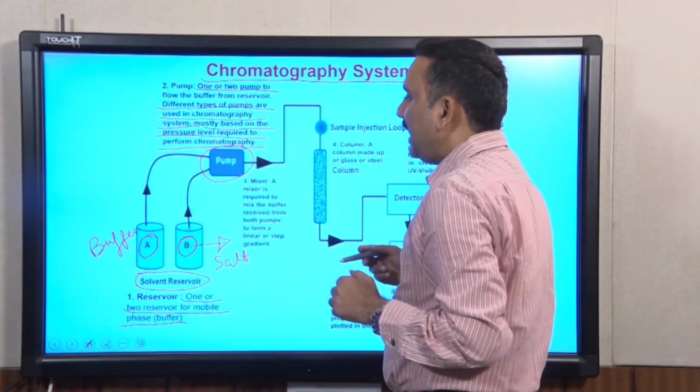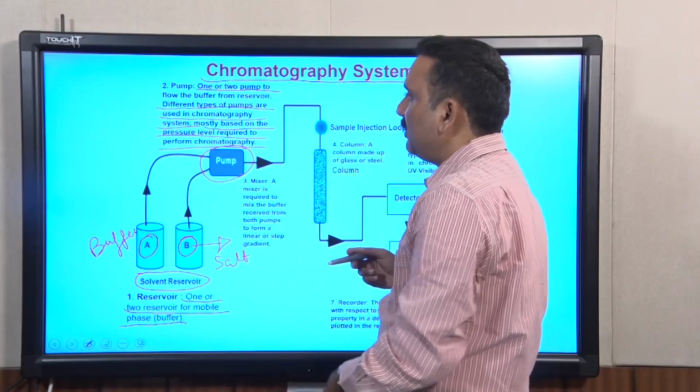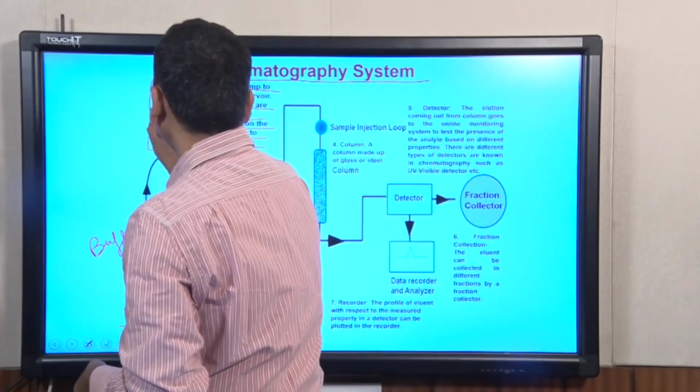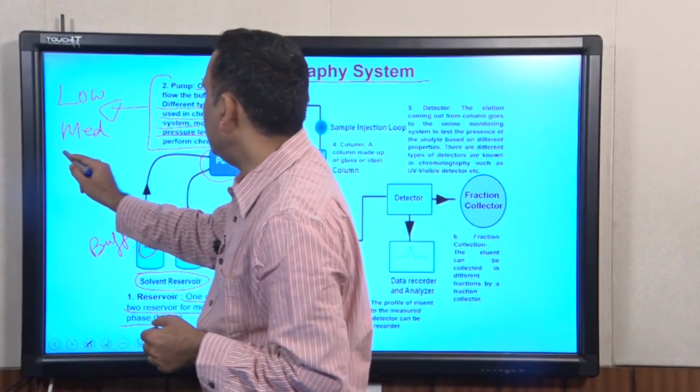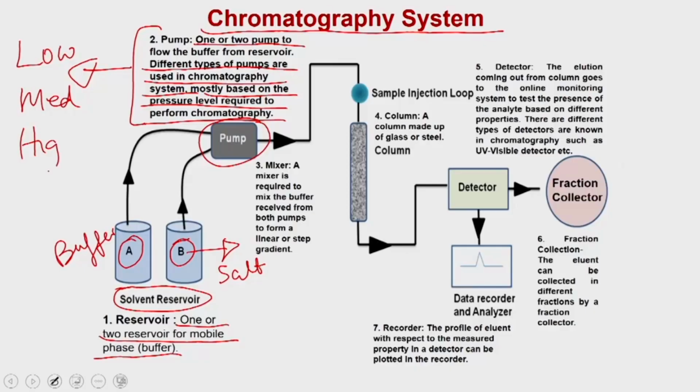So, based on the type of pump you use, the chromatography could be low pressure chromatography, where you will use peristaltic pumps, or middle pressure chromatography, where you will use syringe pumps or infusion pumps, or high pressure chromatography, where you will use pumps which are made of steel.